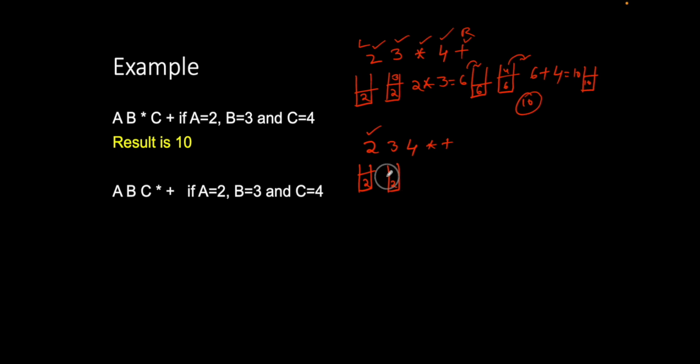Next element is also an operand value. We will insert it into the stack. Now the next one is also an operand value. So it is 2, 3, and next one is 4. Since it is also an operand value, we push it. Next we have a multiplication symbol. We'll pop the first element, that is 4, and the next top element is 3. So 3 into 4 is equal to 12.